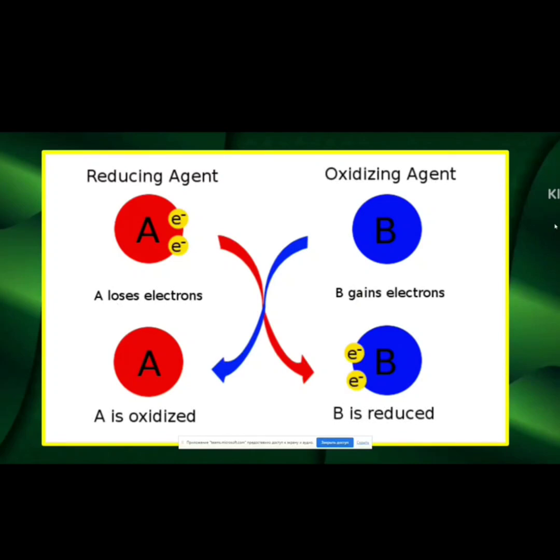B took electrons, B reduced. Yes, it takes electrons, is reduced. So he was an oxidizing agent.